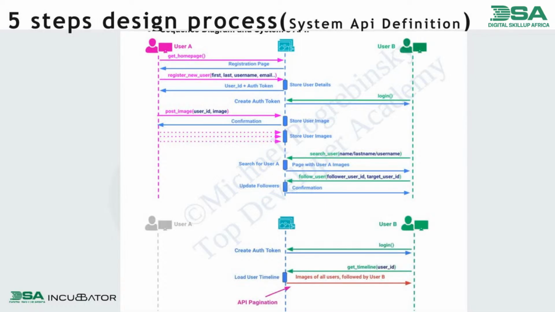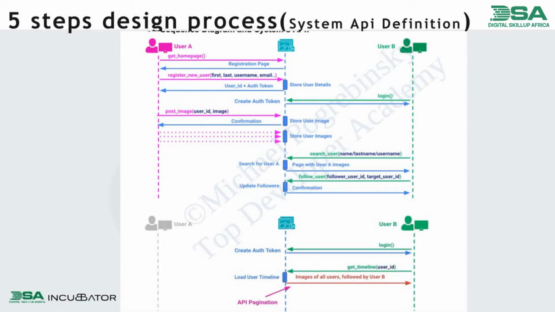Now that you have searched, right, user B can start following user A. Okay, which could be another API call, right? And that's why we have the follow user function. And what do we need in this follow user function? We need the user ID, the person that wants to follow somebody, and the person I want to follow. That's the target and the follower. Okay.